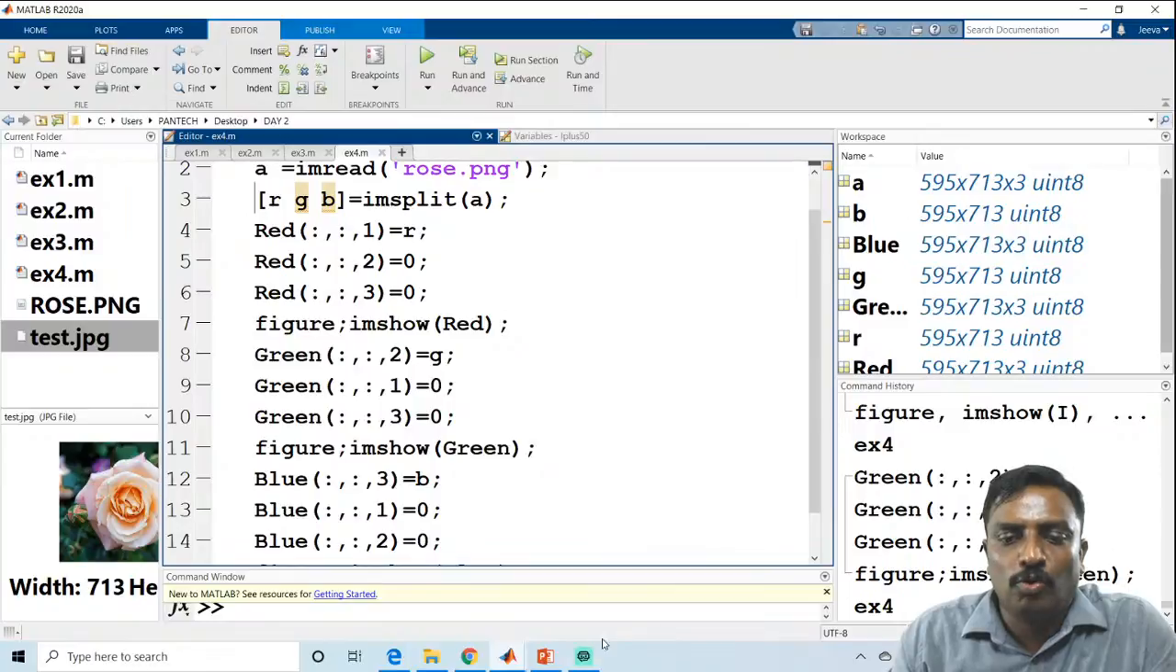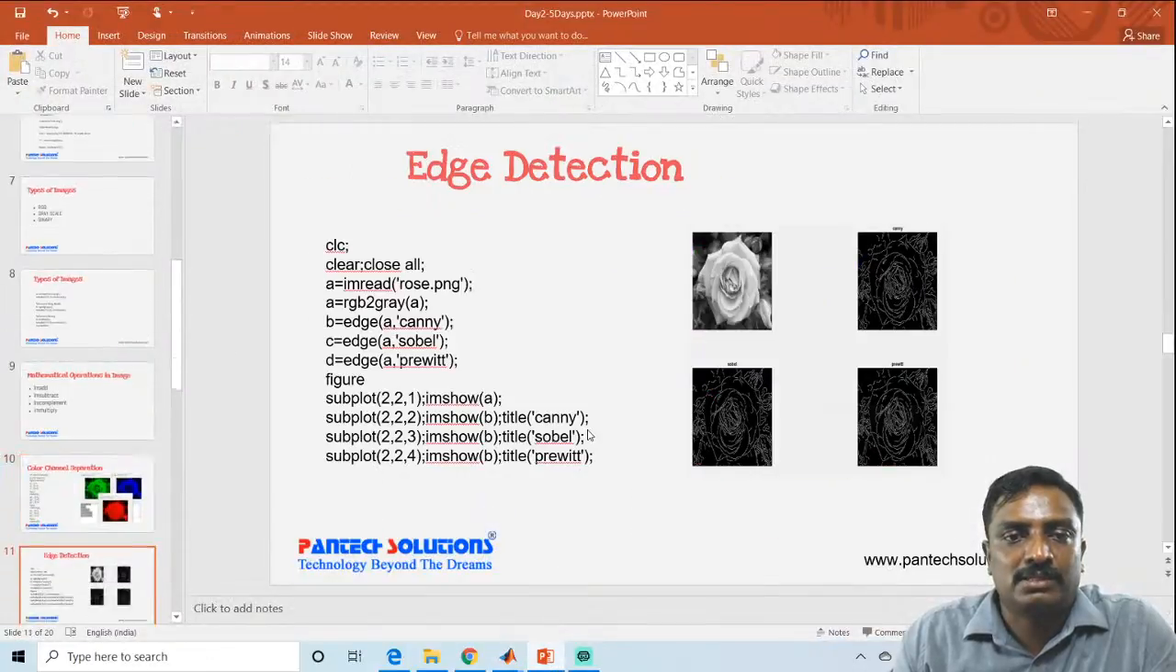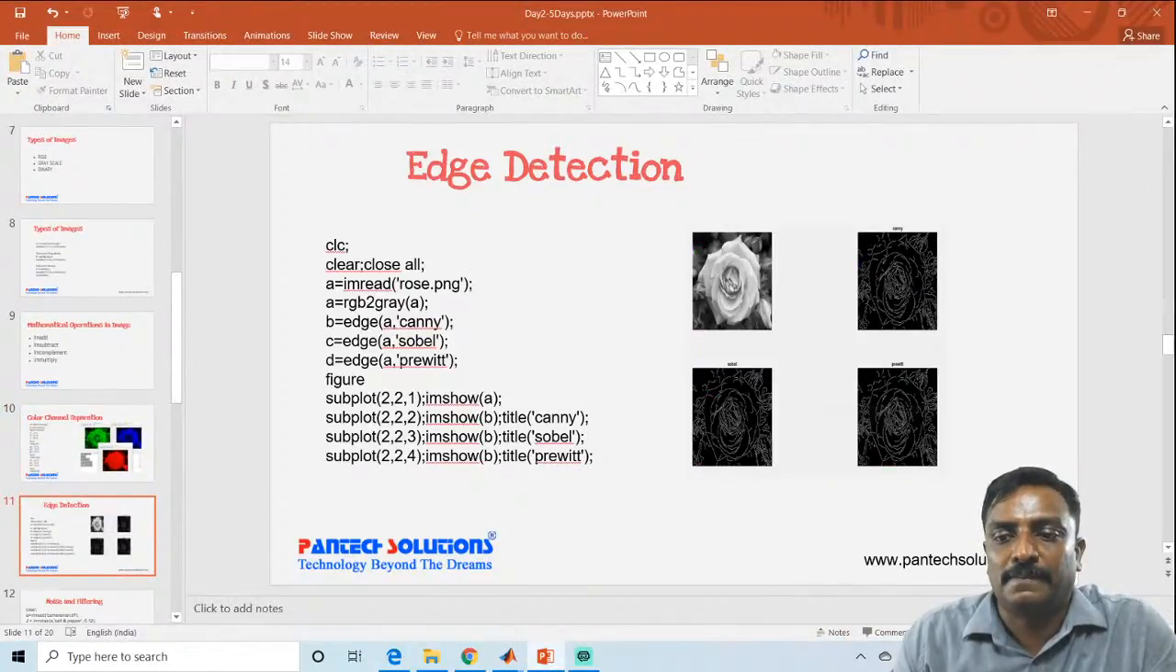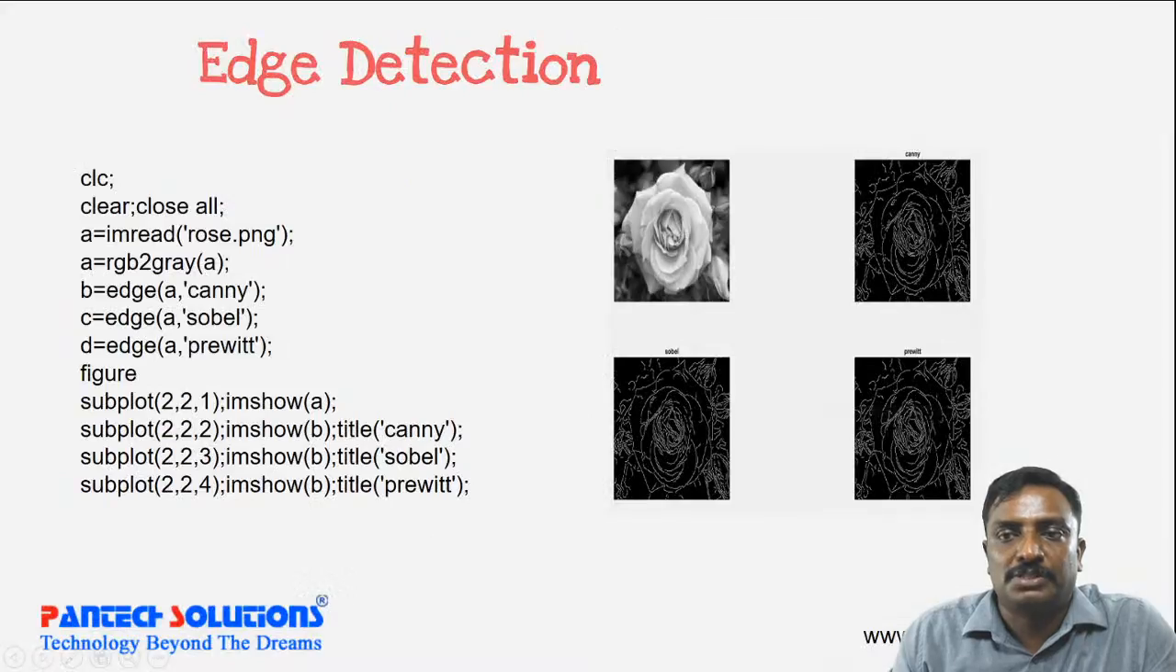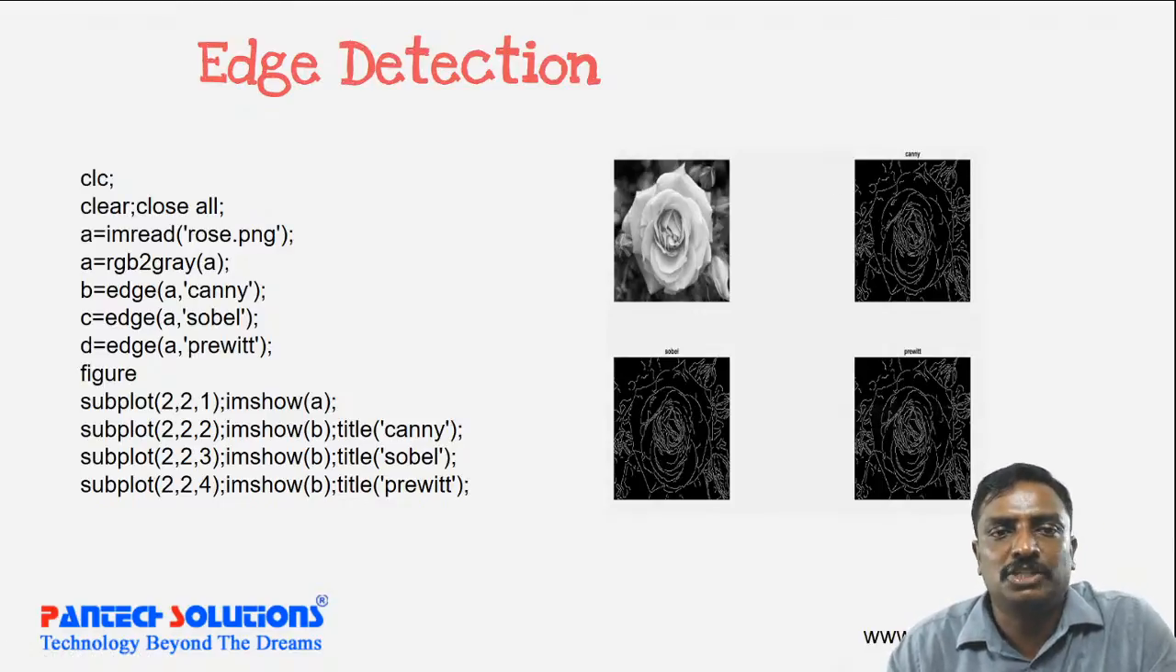Okay, so we'll go for the next experiment on edge detection. I will explain the code on the presentation first. First read the image. Edge detection will work only for the grayscale image. First read the image and convert that to grayscale. rgb2gray is used to convert to grayscale, and edge is a command which detects the edge from the image.